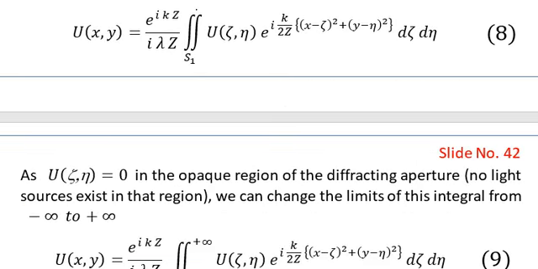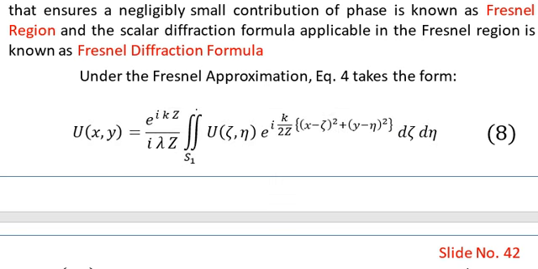As u of zeta eta is equal to 0 in the opaque region of the diffracting aperture, no light source exists in that aperture. We can neglect the limits of this integral. We can change the limit of this integral from minus infinity to plus infinity. So you see that here in equation number 8 we are writing just that the integral over the surface is only on the surface S, which contains only the clear aperture.